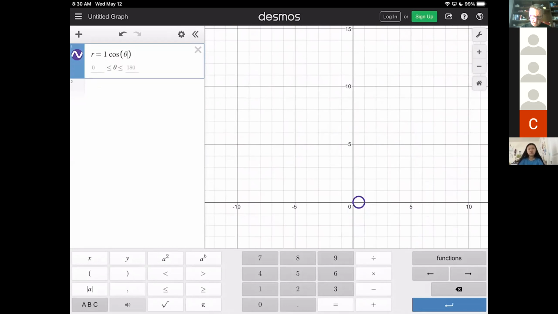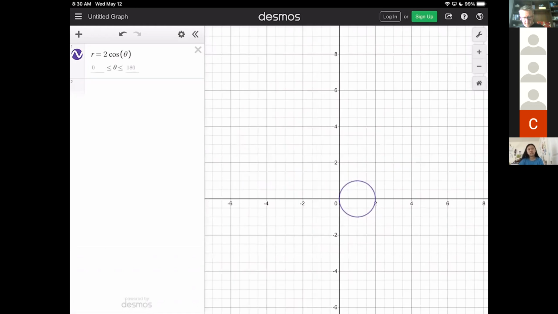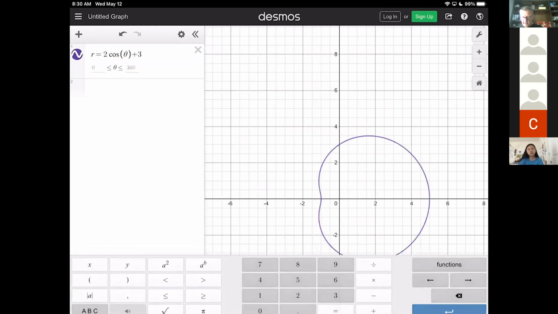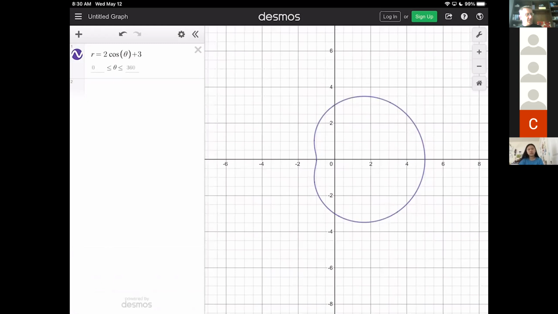Let's see. What if I had, I don't know, 2 cosine of theta, but then what if I added a sine to it, like plus 3 sine of theta? Well, even where I stopped right there, that's kind of cool, isn't it? You just added 3 to it? Isn't that strange? A second ago, before I added 3, it was just a circle of radius 1. I'm basically saying, no, I'd like the radius to be 3 bigger than that. And then it produced that. Isn't that rather strange?